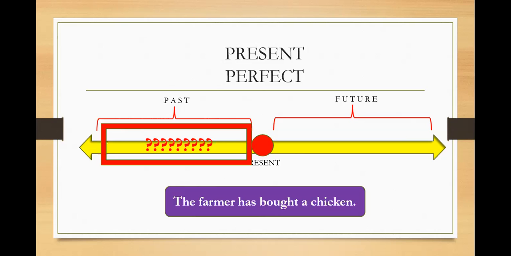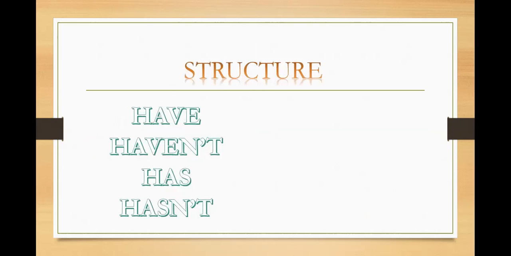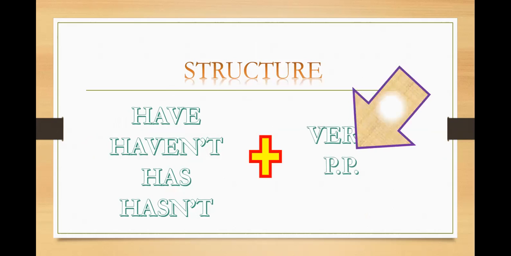Now, for the structure, we use have, haven't, has, or hasn't, okay, as the auxiliary, and then we add a verb in PP, which is past participle, okay? We use, for example, I have eaten a hamburger. You haven't done your homework. He has seen that movie, etc.